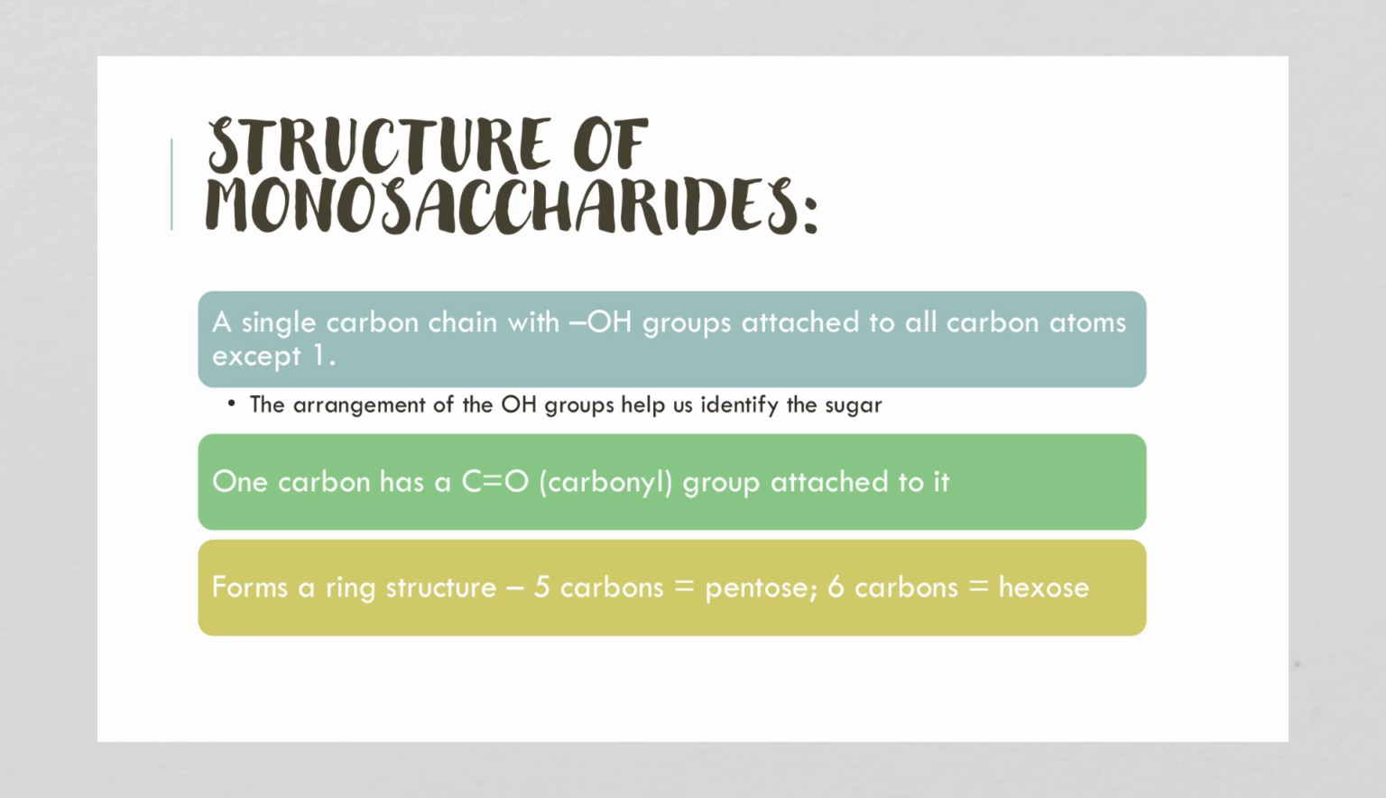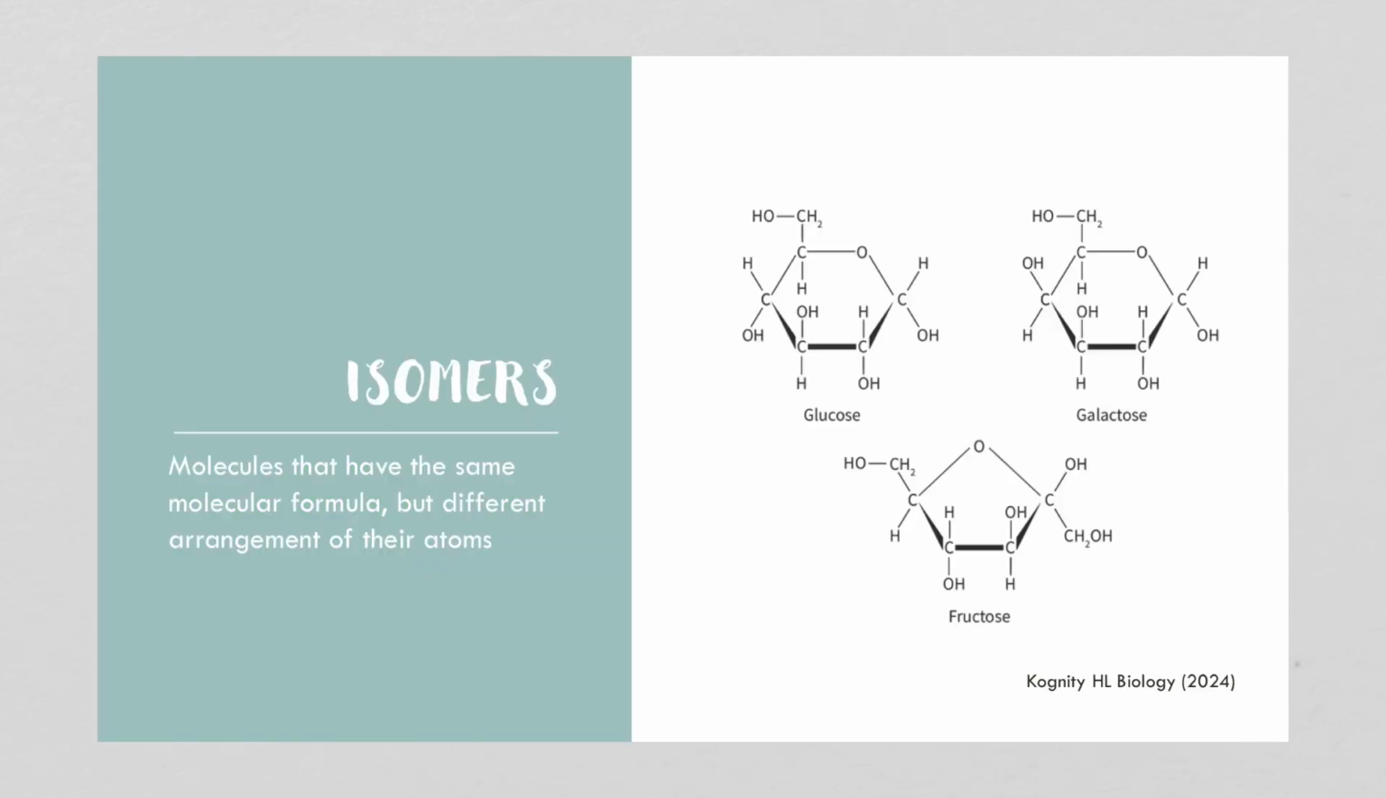5 carbons would be a pentose sugar, 6 carbons is a hexose. You could even have a triose sugar if you wanted. So what are isomers? Isomers are molecules that have the same molecular formula but different arrangements of the atoms. So if you counted up all the atoms on these 3 molecules found here, glucose, galactose, and fructose, they would have the same number of carbons, hydrogens, and oxygens.